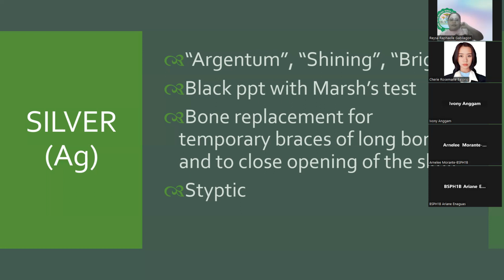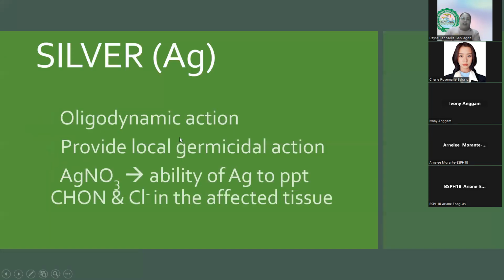And aside from that, silver is a styptic. Pag sinabing styptic, this will induce blood clotting. Like if you have small wounds and then you will place a styptic, mag-stop yung bleeding. Okay? So mag-clot yung dugo. So hindi na siya mag-bleed. That's what we call styptic. Okay?